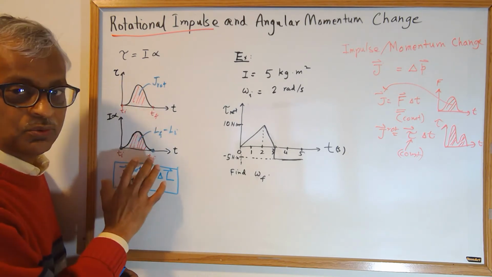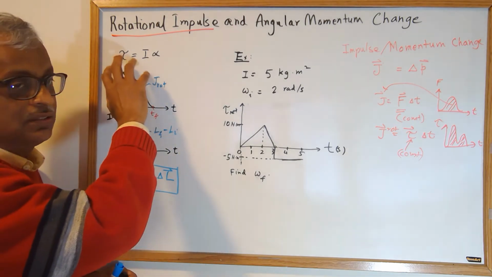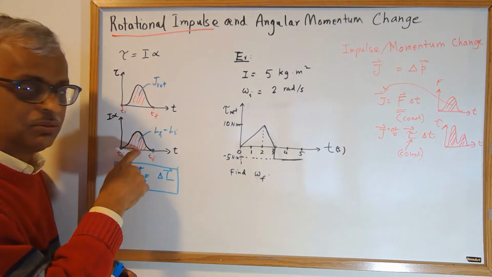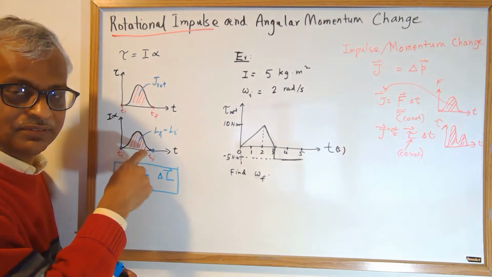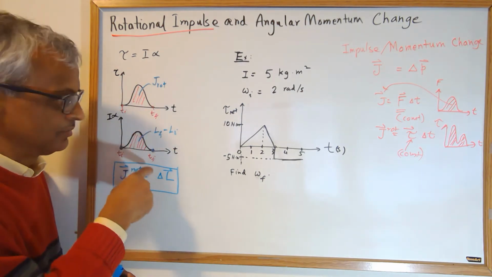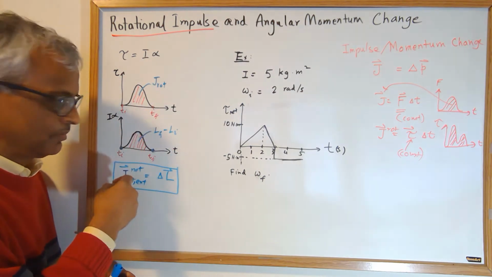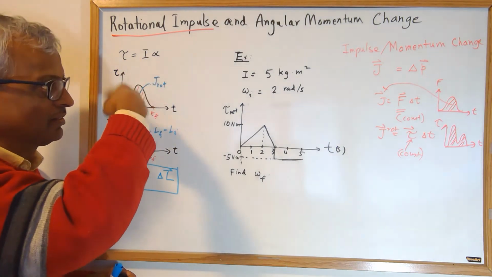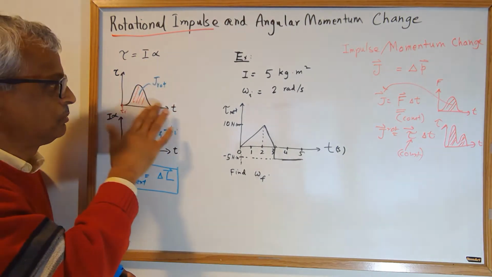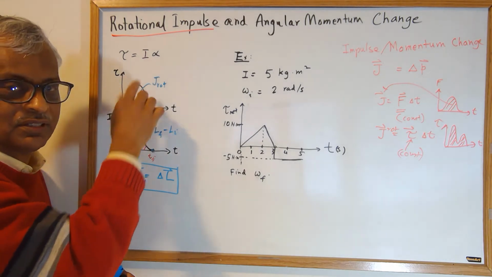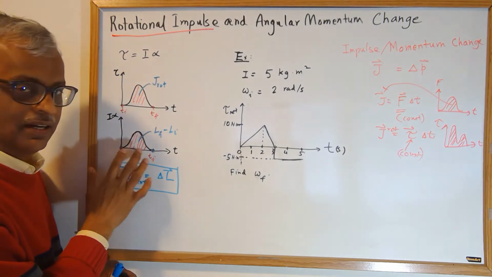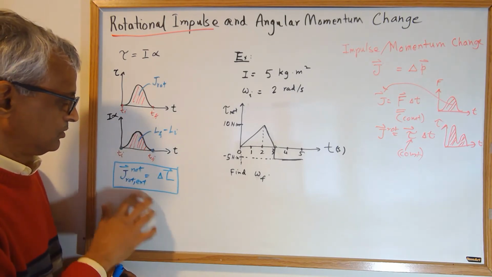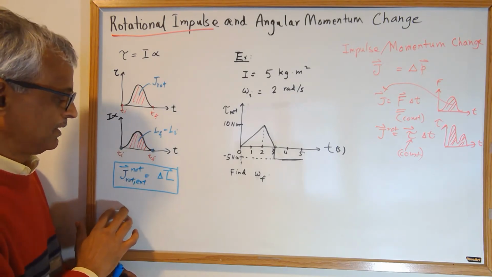They're also equal to each other in direction. If this ended up as a net clockwise, this will be net negative, if clockwise was negative. And if after working out you had a net counterclockwise, which would be the case in this particular picture, here it will also be net counterclockwise. And so we write this as a vector equation.